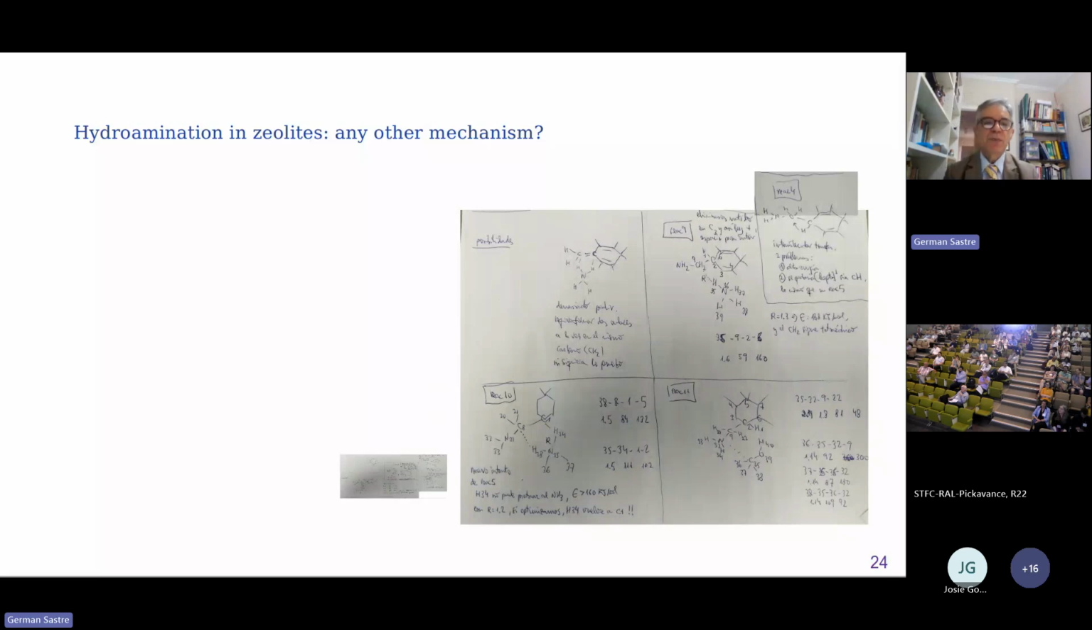So we tried not only to find a mechanism which, in spite of having 130 kilojoules per mole as activation barrier, we think makes more or less chemical sense, but then we also tried to see that many other possibilities are not possible, so that this also gives more strength to our proposal.